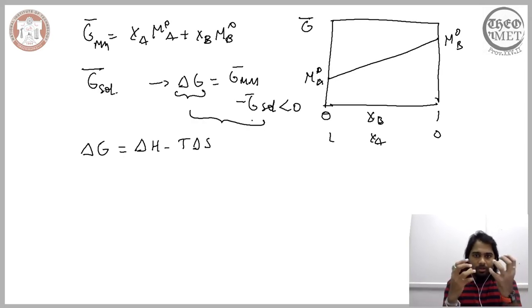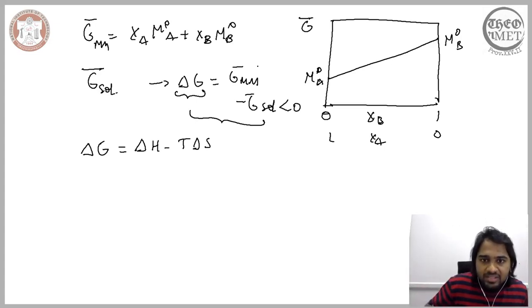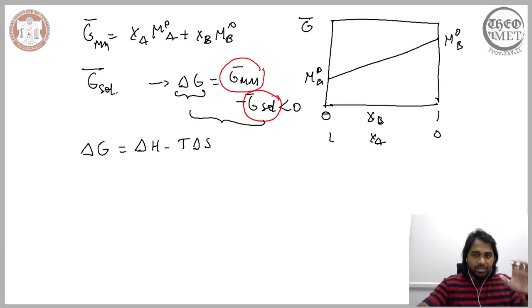Meaning you have a mechanical mixture transforming into a solution. So the mechanical mixture has its characteristic Gibbs free energy. The solution has its own characteristic Gibbs free energy. So there are two states possible. Mechanical mixture is one state, the solution is the other state.